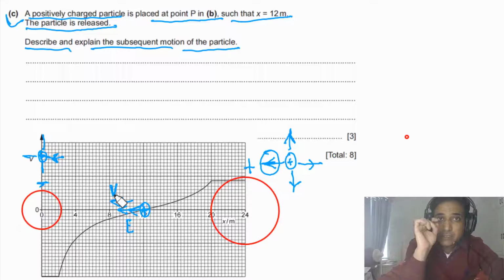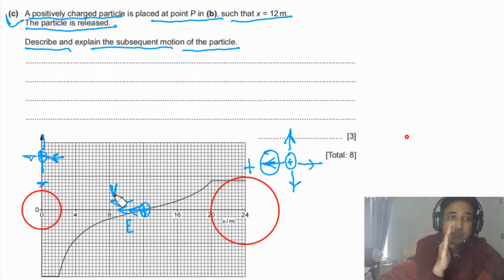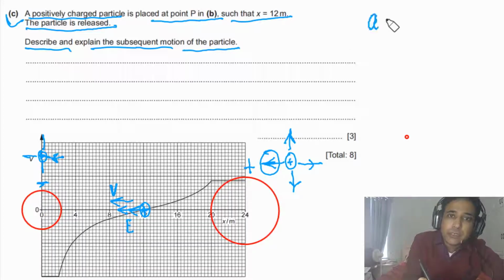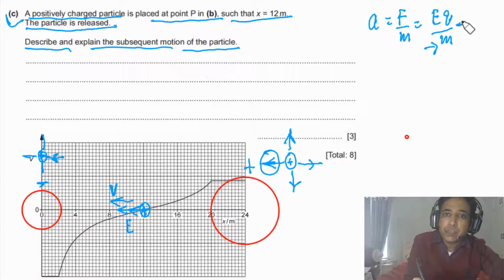As in this case, along the horizontal only the electric force is acting, so the electric force is the resultant force. And you can see the electric field is increasing as we move this side. So it means the particle accelerates, and the acceleration will increase. You can also understand this from a equals F divided by m, and F equals EQ, so a equals EQ divided by m. The mass of the particle is constant, the charge on the particle is constant. So if the electric field is increasing, the acceleration will increase.